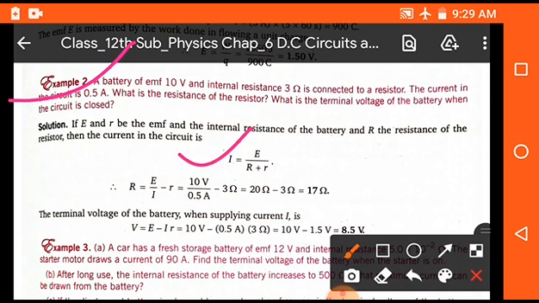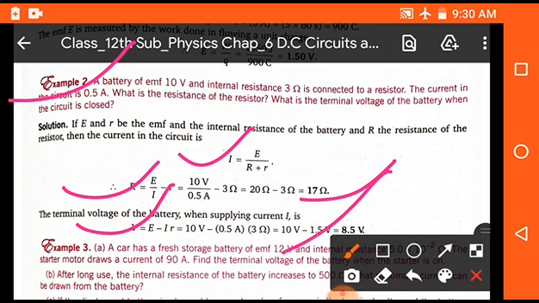So we know that I is equal to E upon (R plus r). This is the formula for the electric current flowing in the whole circuit when the circuit is closed. By this formula we can find the value of capital R, which will be 17 ohm, and V is equal to E minus I r. This is also a relation between potential difference and EMF. By putting in the values we get a potential difference of 8.5 volt.